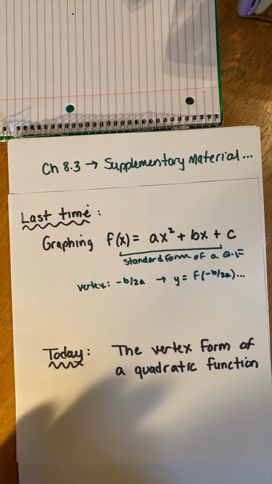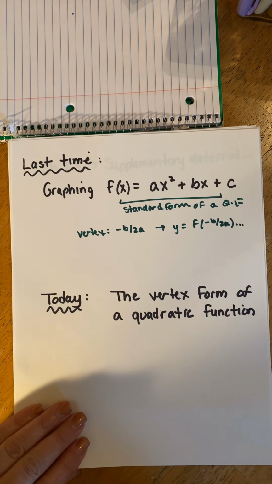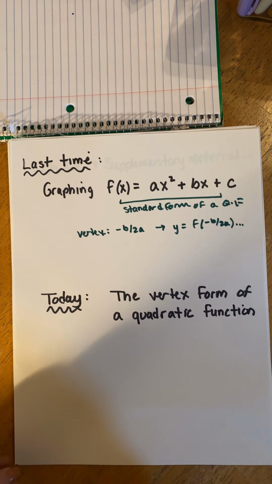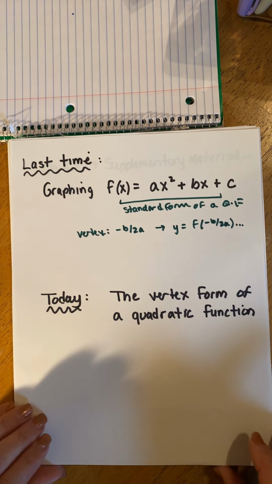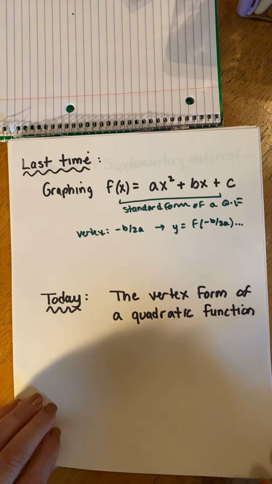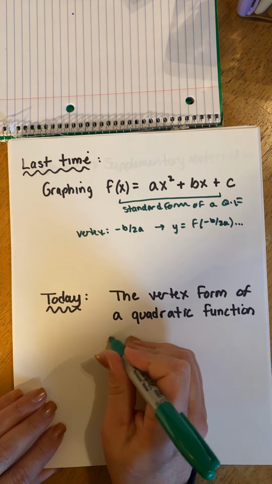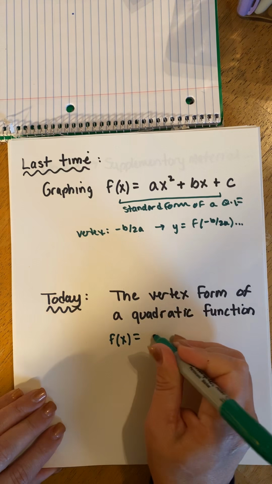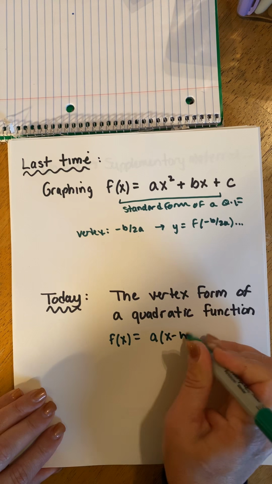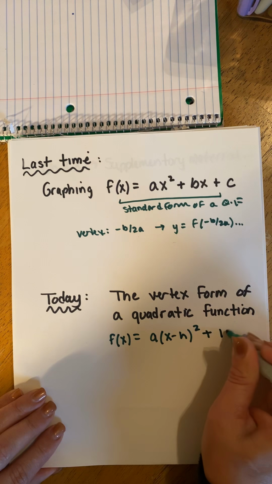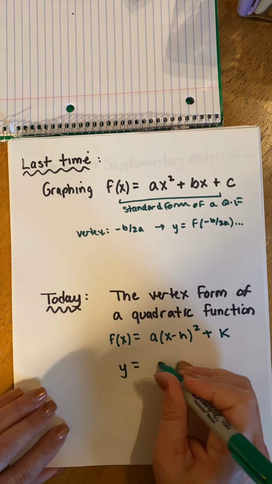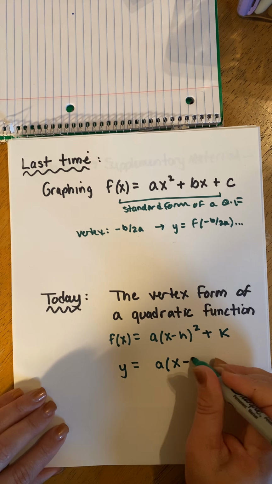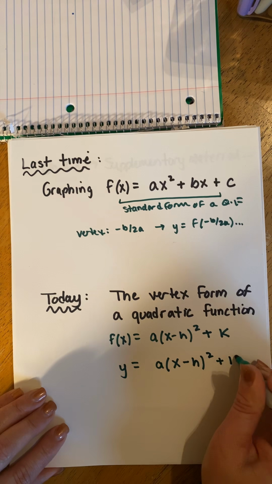Now today we're going to talk about the vertex form of a quadratic equation. The vertex form is just if we were to take this and complete the square and put it into a different form. Sometimes it's presented to us that way. That's why we like to work with them. So f of x is equal to a times (x minus h) squared plus k. So this is the general template for the vertex form of a quadratic function. We can also write it in its equation form by replacing the f of x with y.